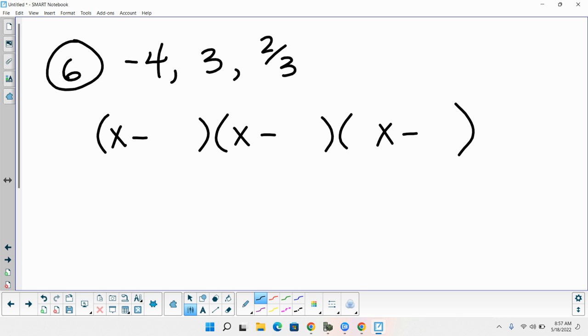Okay? And then you just put the number in there. Well, what's x minus negative 4? Plus 4. So I just changed this to plus 4. And then x minus 3. Now, what did we do with the 2/3?